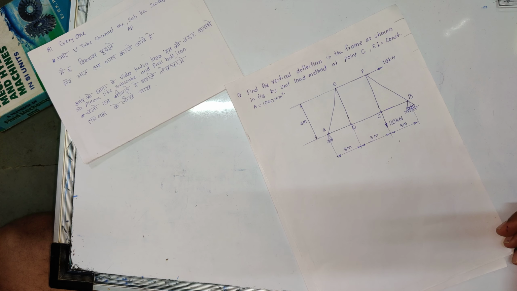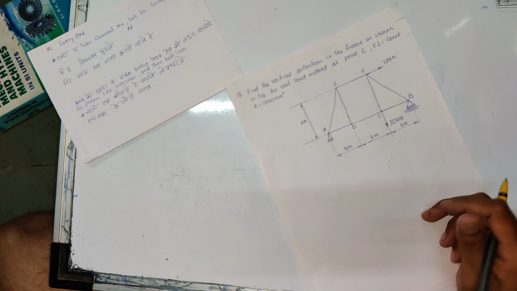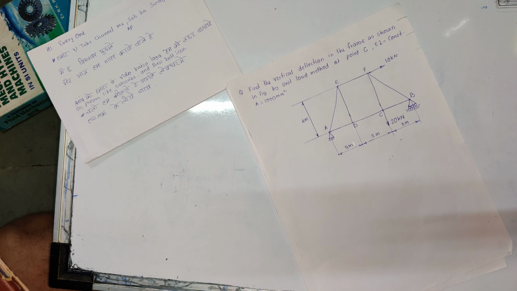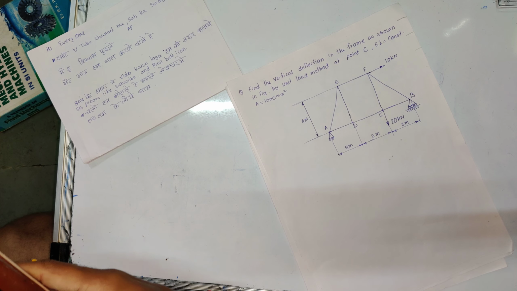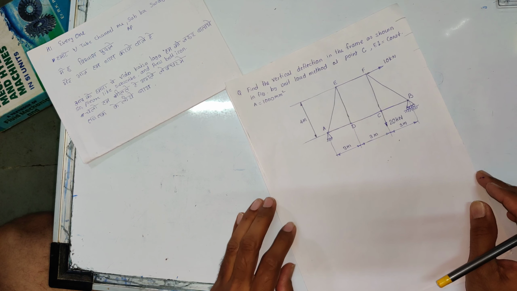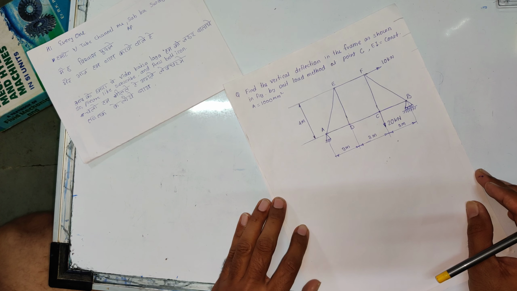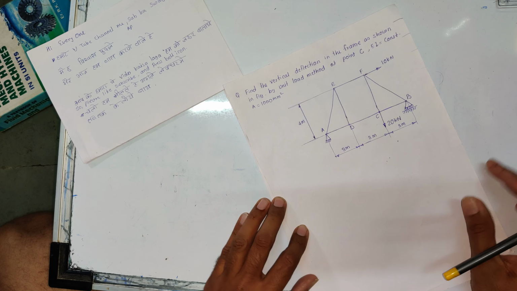डिफ्लेक्शन ऑफ बीम के बारे में। आज हम देखेंगे कंसेप्ट डिफ्लेक्शन ऑफ बीम कैसे फाइंड आउट करते हैं बाय यूजिंग यूनिट लोड मेथड। सो द हियर एज यू कैन सी द क्वेश्चन इज फाइंड द वर्टिकल डिफ्लेक्शन. Find vertical deflection in the frame as shown in figure by using unit load method. By using unit load method at point C.